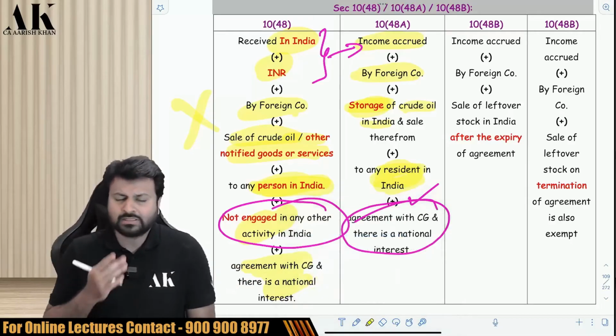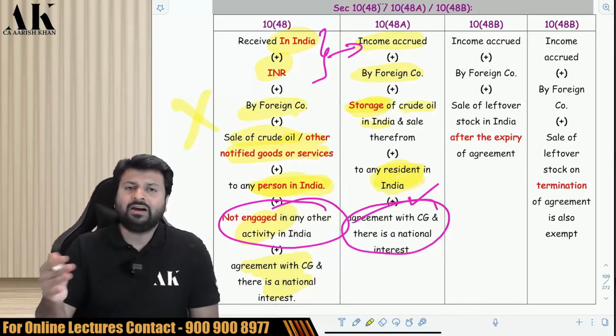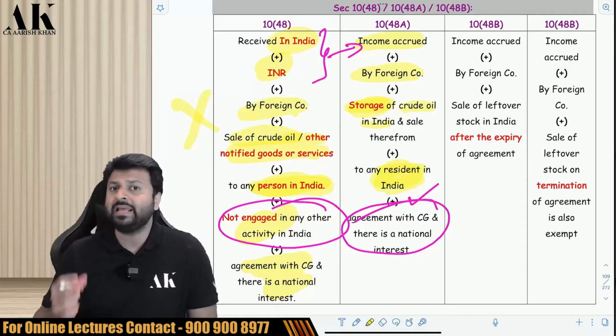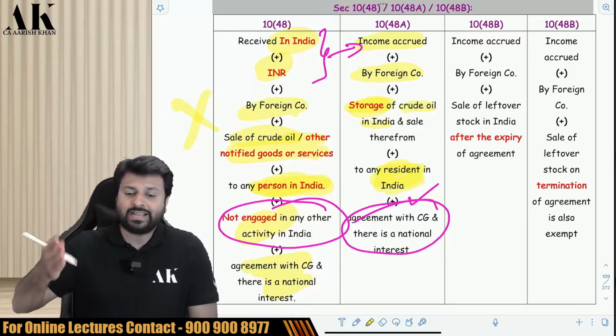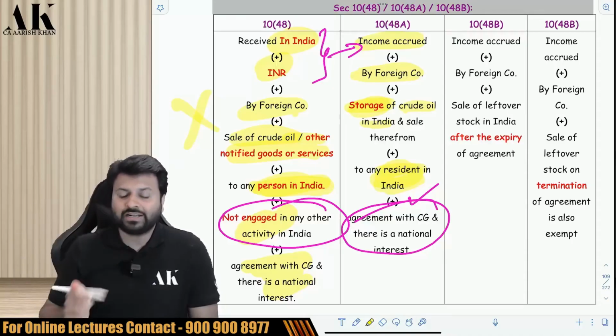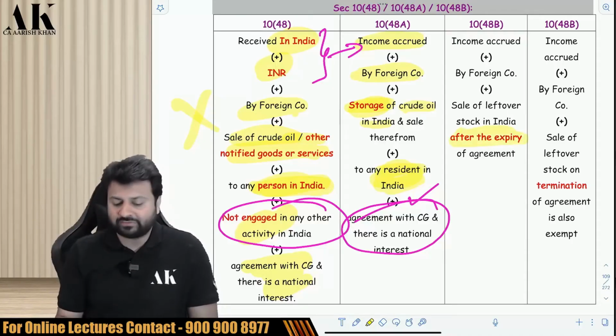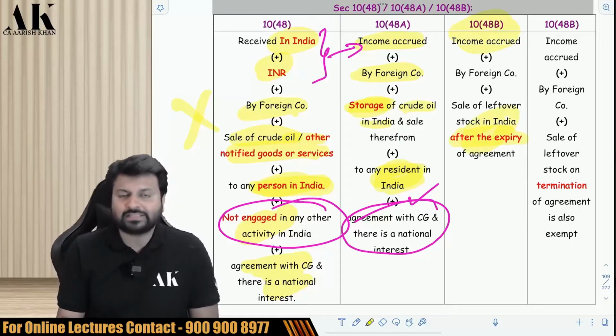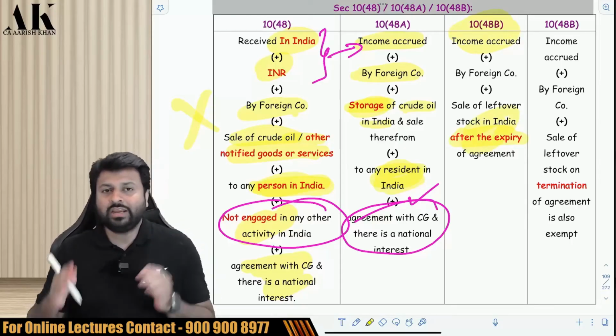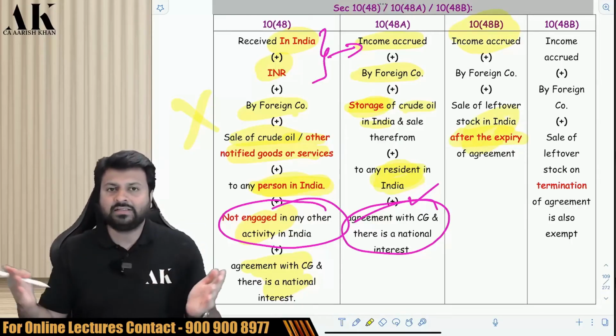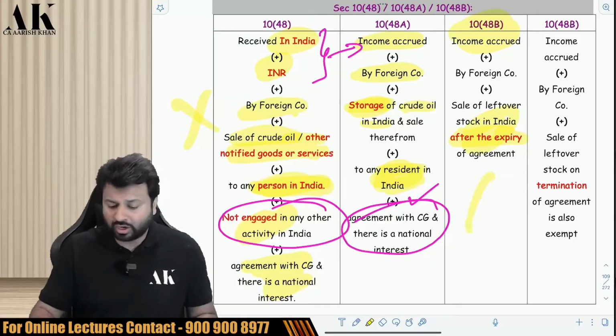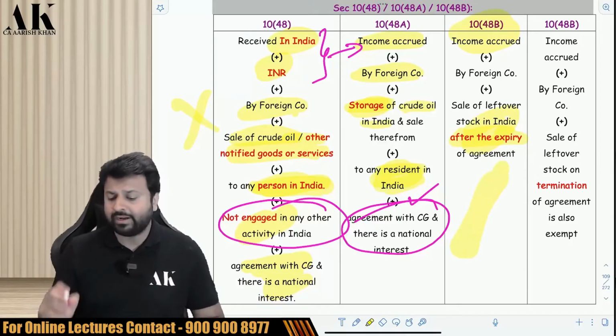Okay. Now, suppose the agreement is for 5 years, and after 5 years the time period expires, and now there is some leftover stock. If I sell some leftover stock after the agreement expires, then that is also exempt under section 10(48B). Check it please. So if the agreement is for 5 years and after 5 years the agreement expires, whatever leftover stock I sell is also exempt under 10(48B).